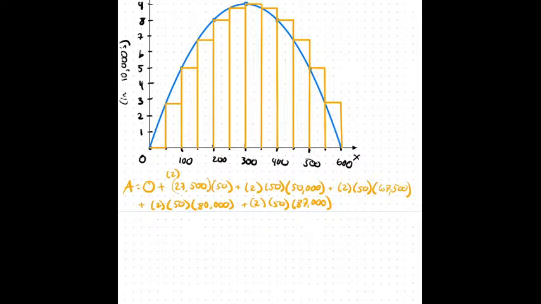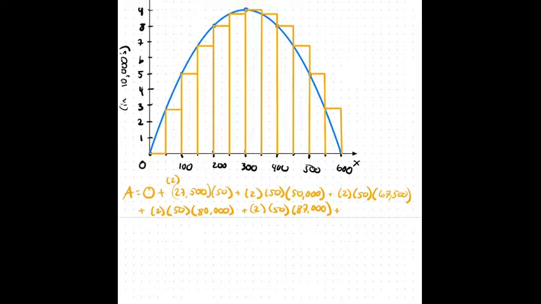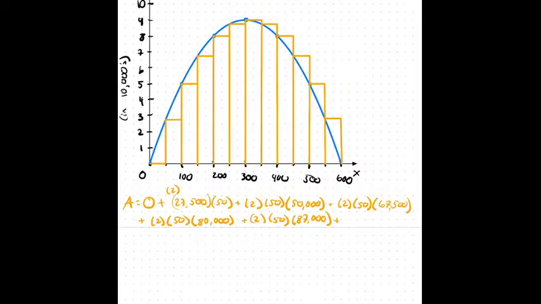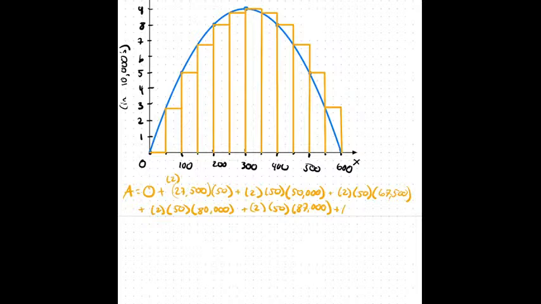And then the last one is not a double, which is the 300. So that one doesn't occur twice, but the width is 50 and the height, I think, was 90,000. Okay, we have to calculate all that.